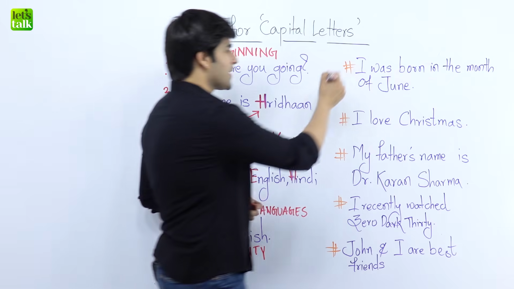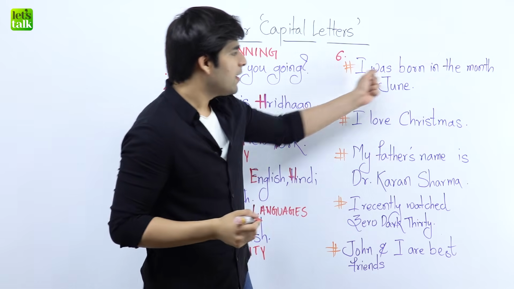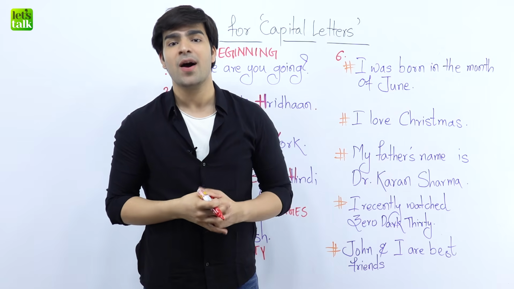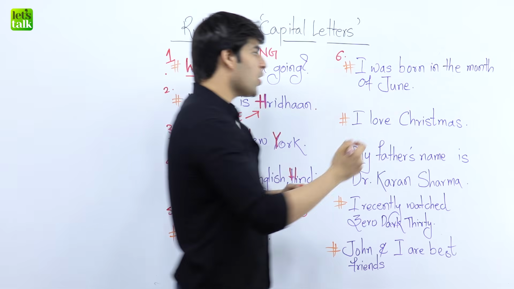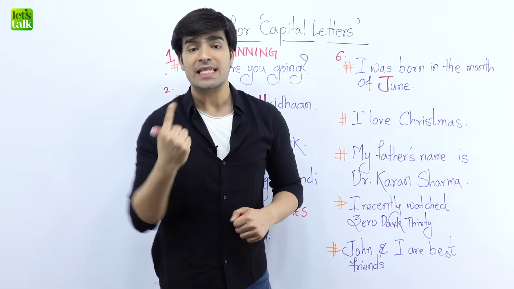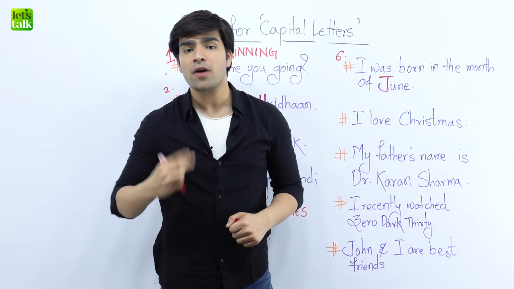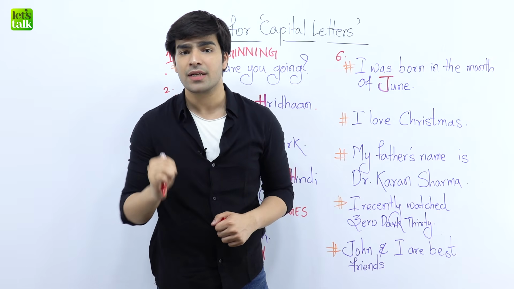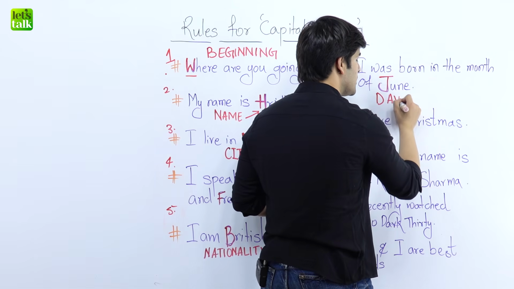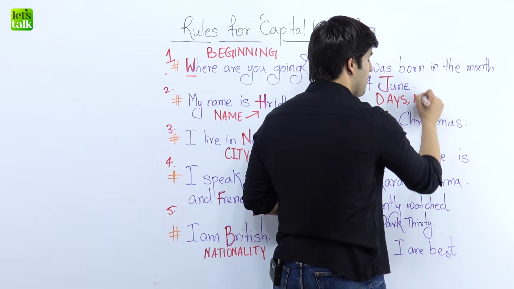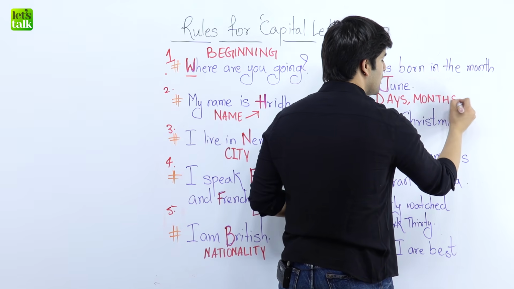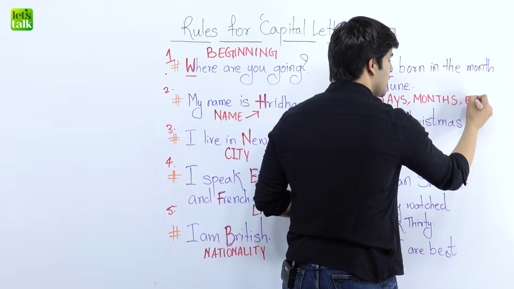Rule number 6 is, I was born in the month of June. Yes, that's true. I am a Gemini and I was born in the month of June. Whenever you write date, days, or months, you always capitalize the first letter. Days, months, etc.